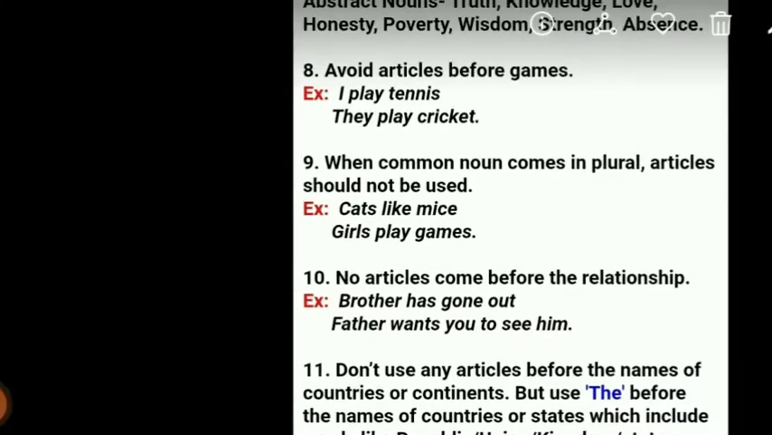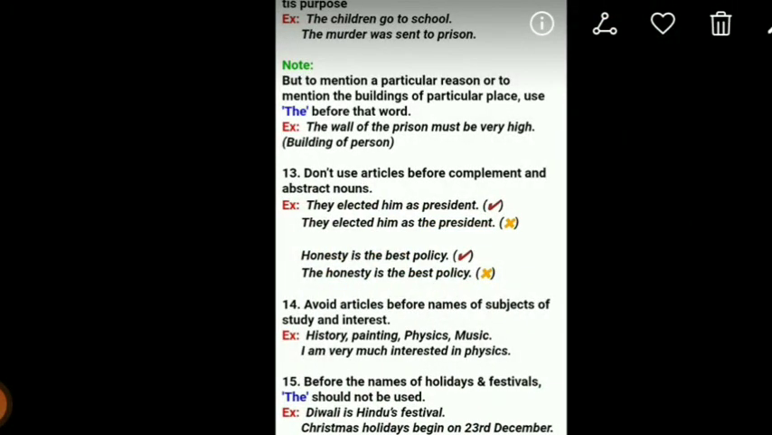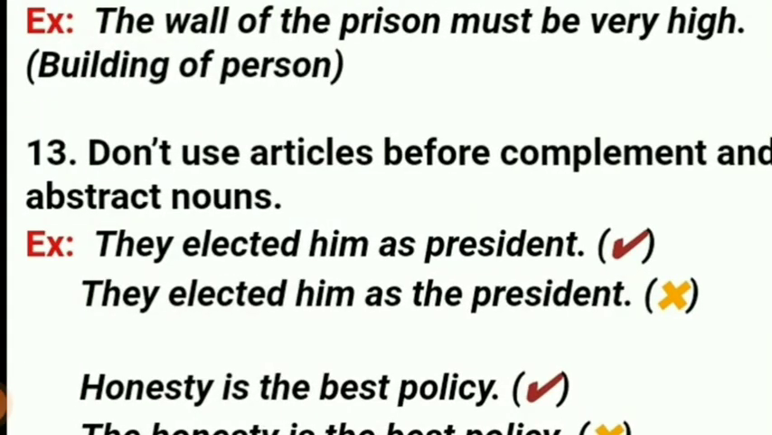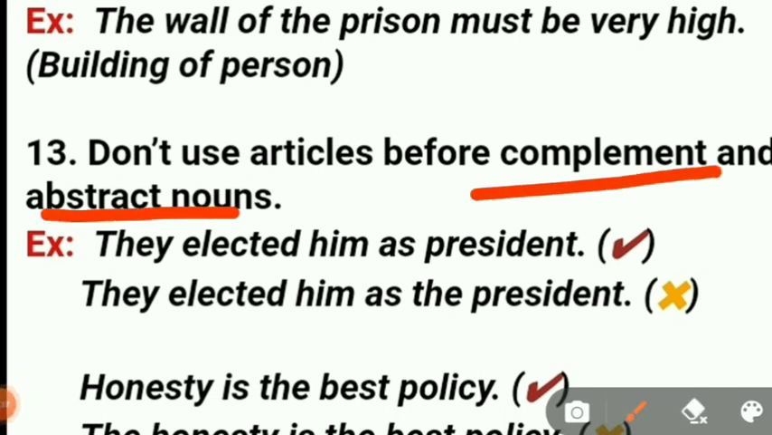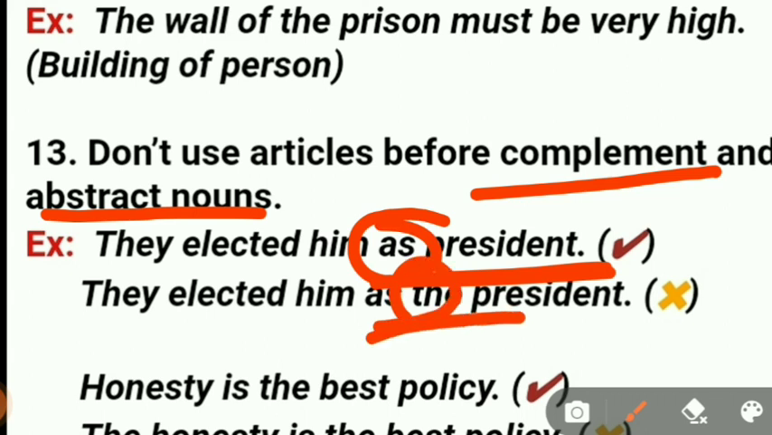The United States of America. Next, the last point here: don't use articles before a complement. They elected him president. Don't use any article here. They elected him president is a complement, so don't use any article.